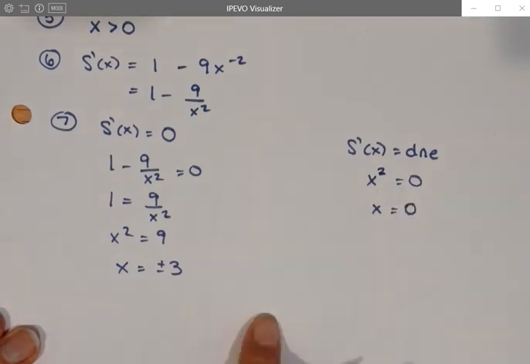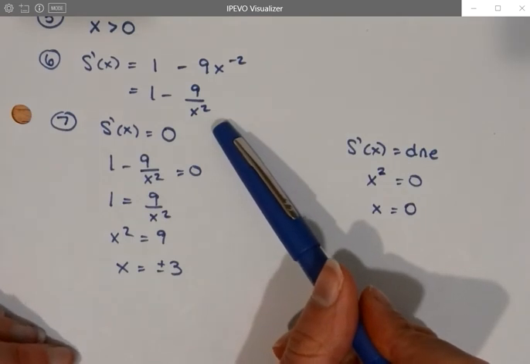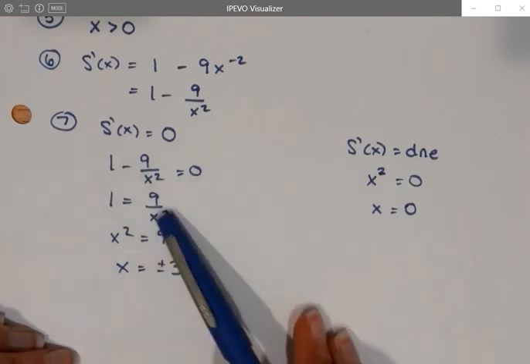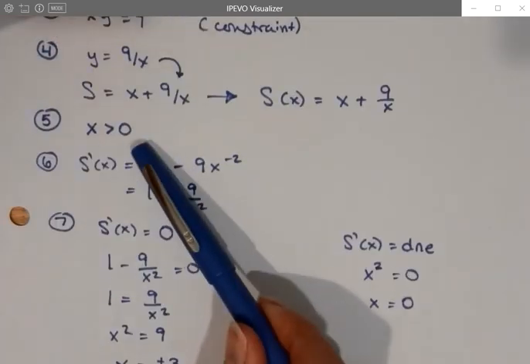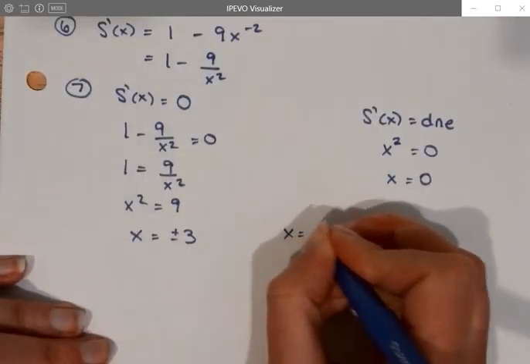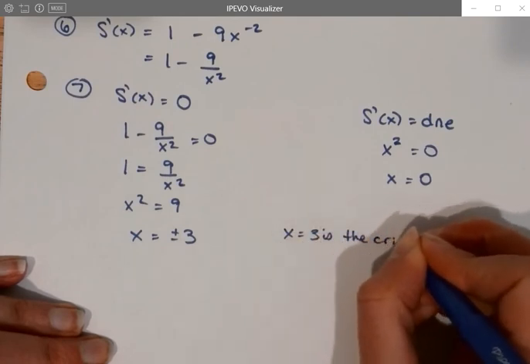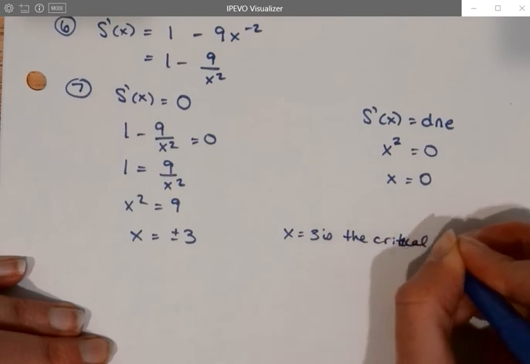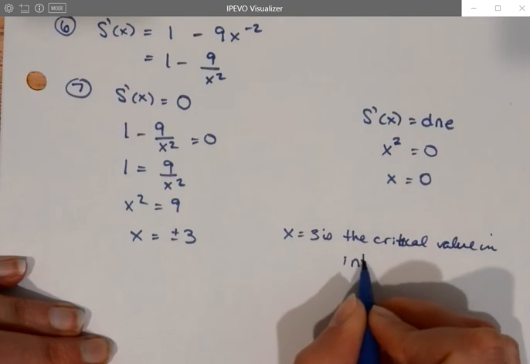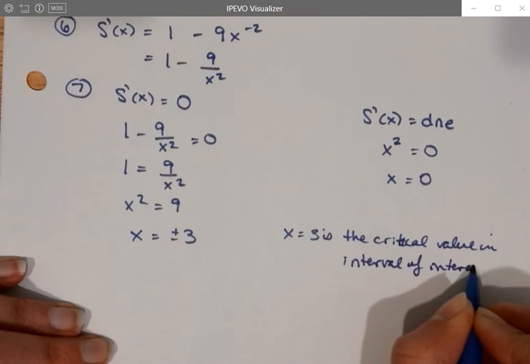And then fails to exist, that would be denominator equals 0, so that's x squared equals 0, so x equals 0. So this derivative has 3 first order critical values, but I only care about one of them because only one of them is in the interval of interest. The interval of interest, again, being positive only, x greater than 0. So we're going to say that x equals 3 is the critical value in the interval of interest.